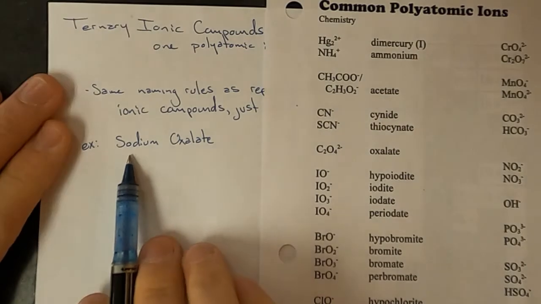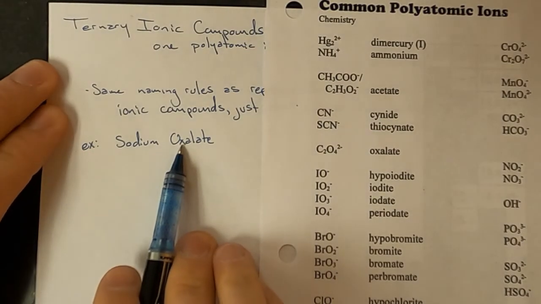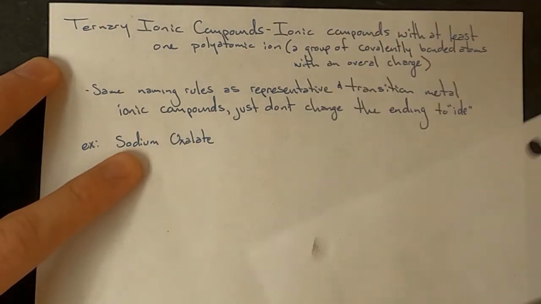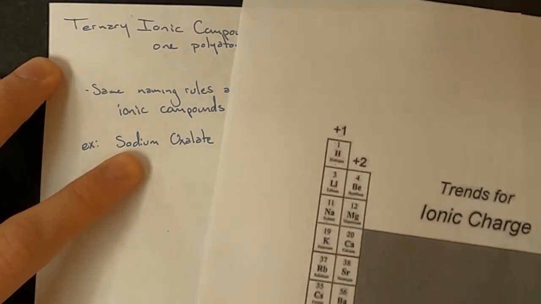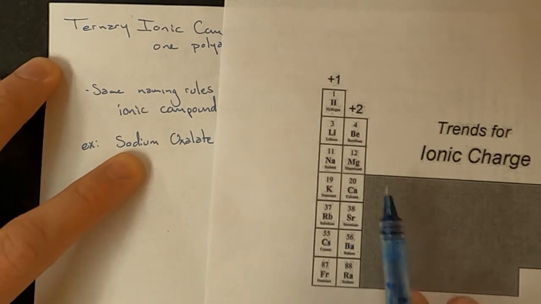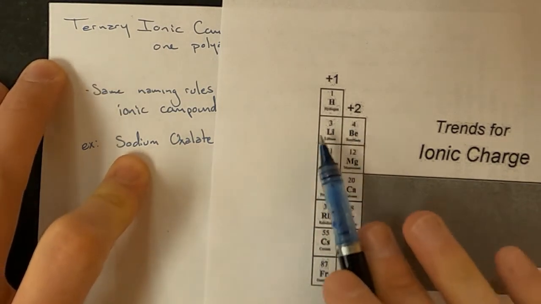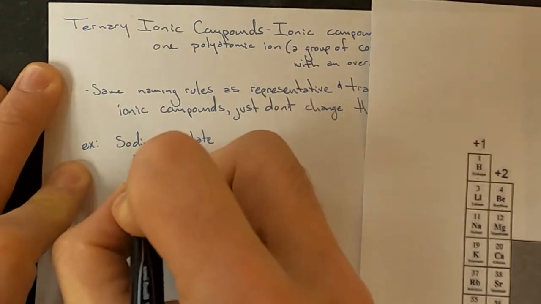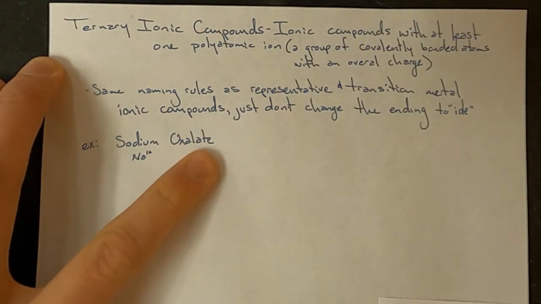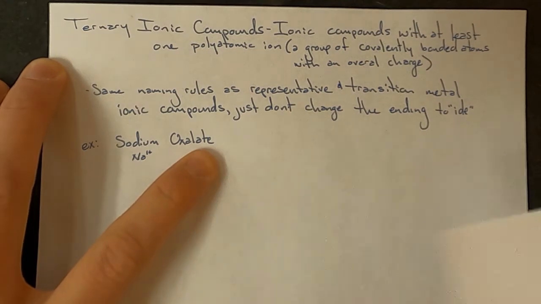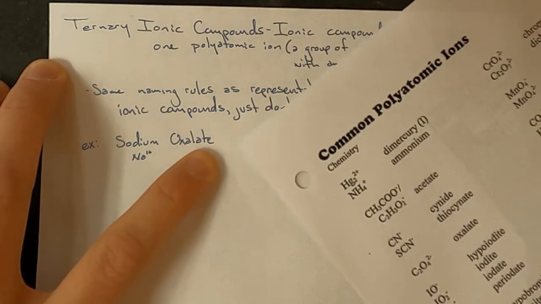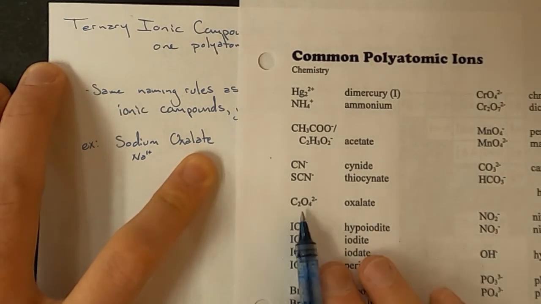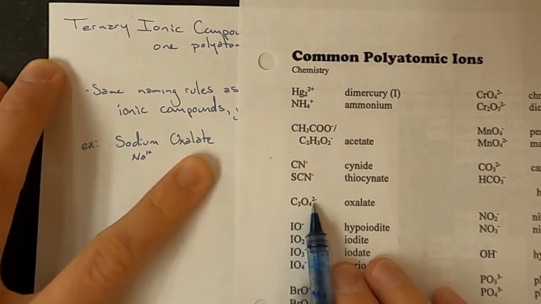So for an example, we'll look at sodium oxalate, how to find its formula. We would look for the charge on sodium. Since it doesn't have a Roman numeral after it, we know that it's going to be one of the ones that we should be able to find on here. So sodium is here and it has a 1+ charge. Oxalate, because it has an ate ending, we know it's going to be one of our polyatomic ions, and we can find it here, C2O4 with a 2- charge.